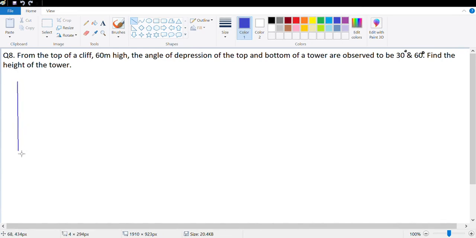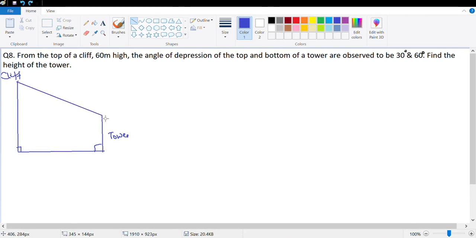So this is my cliff. The angle of depression of the top and bottom of a tower. Let me just draw the ground now. So this is the ground, and on the ground is a tower. Perfect. Let's just mark them. This is cliff. This is tower. Again, let me mark the 90-degree angle and the angle of depression of the top of a tower. So let's mark the angle of depression.